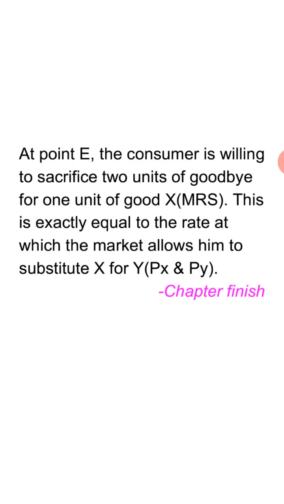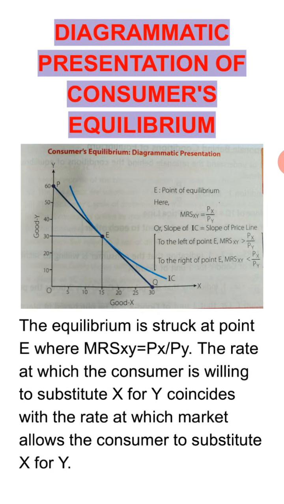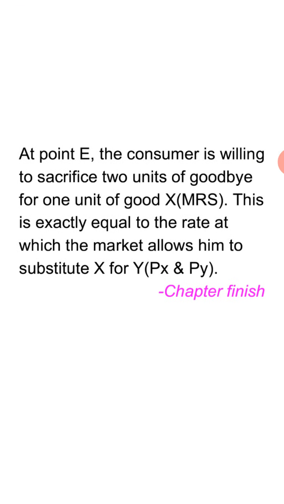ठीक. See further, at point E the consumer is willing to sacrifice 2 units of good Y for 1 unit of good X. ठीक है. अगर हम E पॉइंट की बात करें बेटा, इस पॉइंट की बात करें तो यहाँ पे कंज्यूमर क्या कर रहा है, is willing to sacrifice 2 units of good Y. ये Y होगा बेटा. ठीक है. 2 units of good Y for 1 unit of good X. And the same is the price ratio 2:1, and that is why it is the point of consumer equilibrium. So this is all about today, and here the chapter also ends beta.